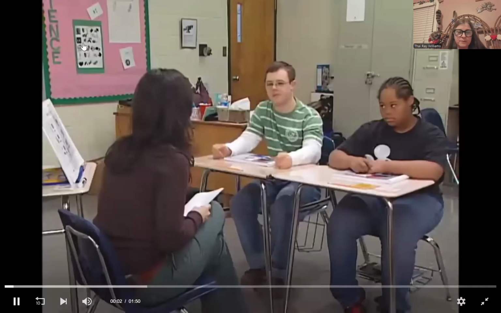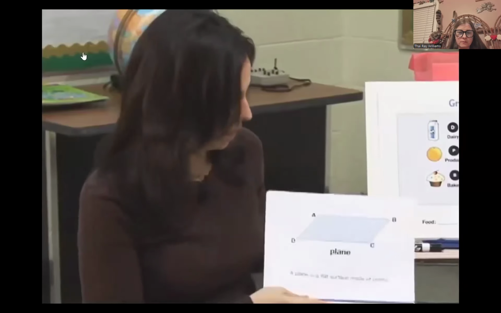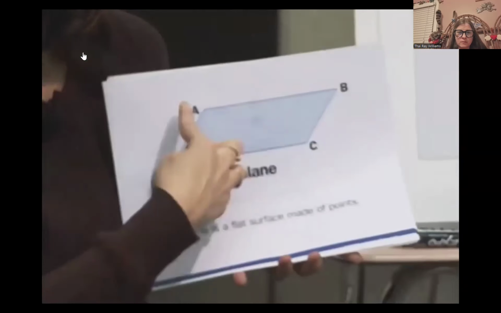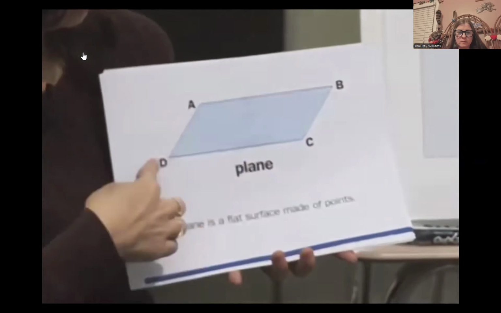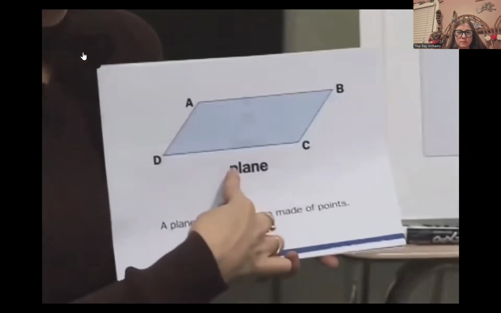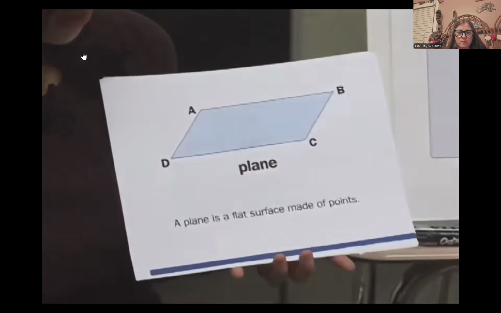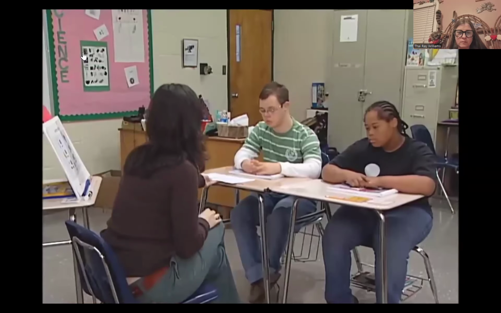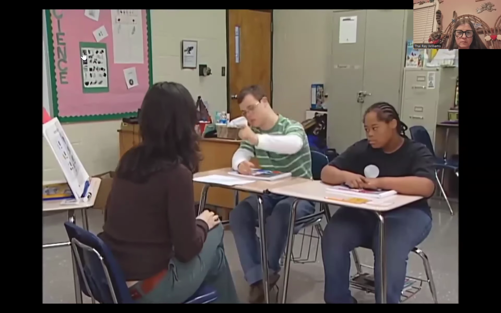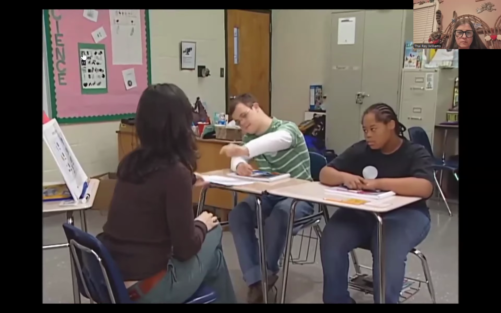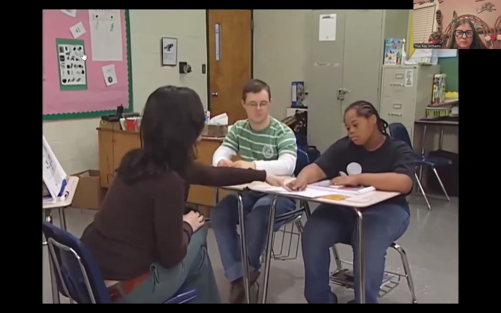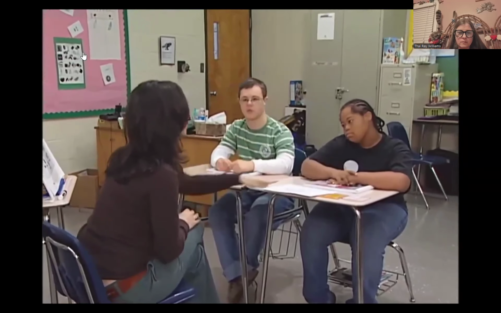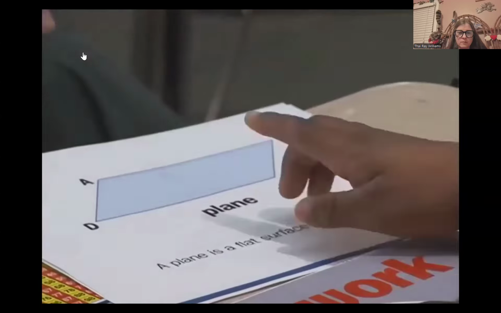Lesson on geometry. We're going to go over some vocabulary words first. We have the word plane. Plane. This is plane A, B, C, D. This is the word plane. A plane is a flat surface made of points. Hunter, can you point to the picture of plane? Good. Alicia, point to the picture. Good. Okay, this is the word plane. Can you point to it?